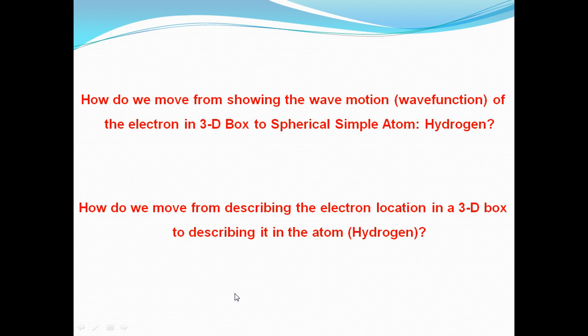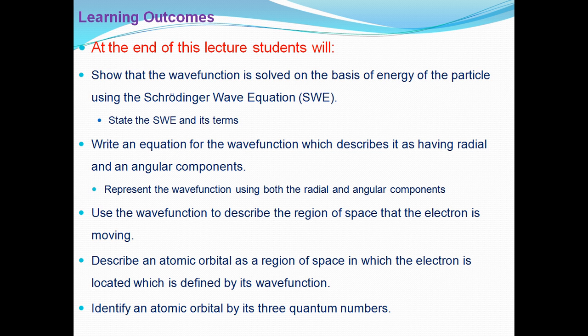Okay? So the question then is, how do we move from showing the wave function, or the wave motion as described by the wave function of the electron in a 3-dimensional box or a 3-dimensional space, to a spherical atom, in this case a hydrogen atom? Or we can probably restate it as asking, how do we move from describing the electron location in a 3-dimensional box to describing it in the hydrogen atom? And so that's basically what we're going to be exploring in this lesson.